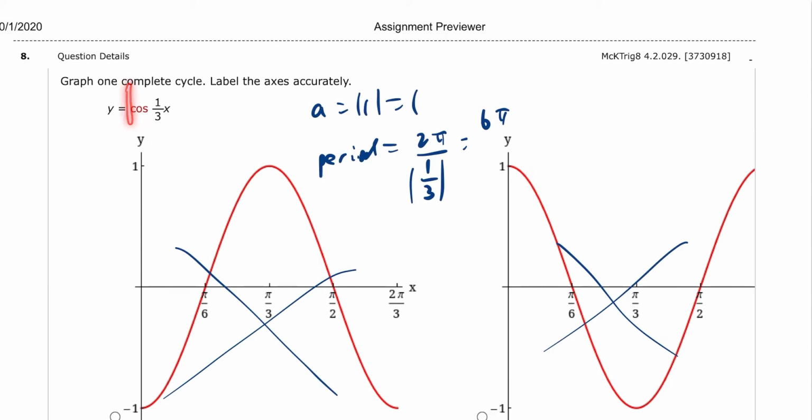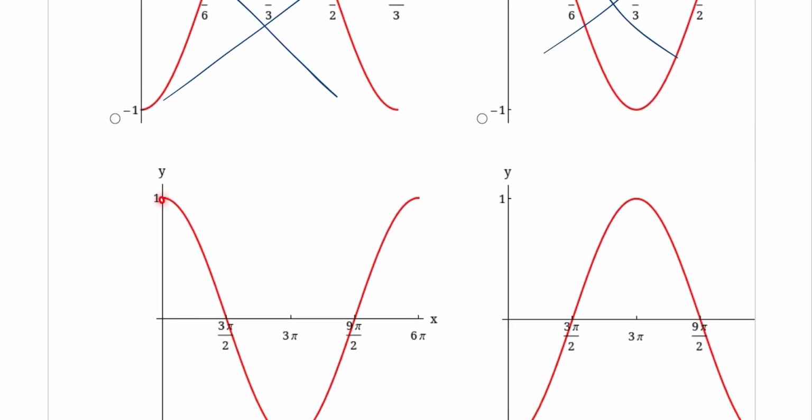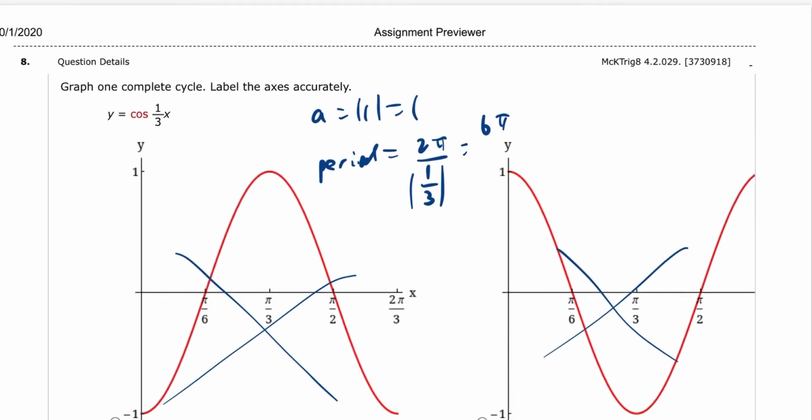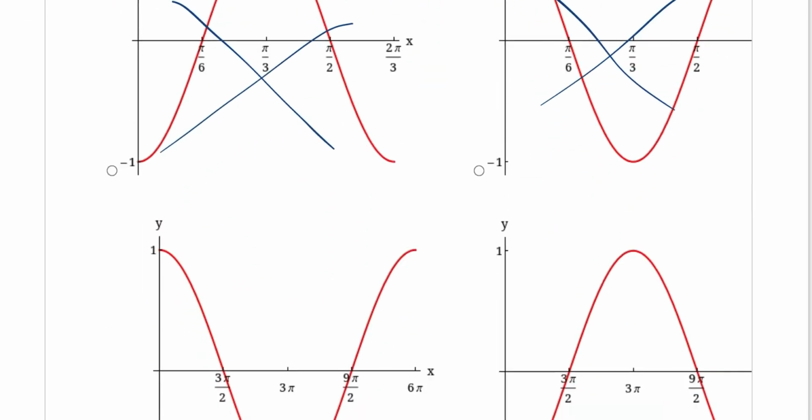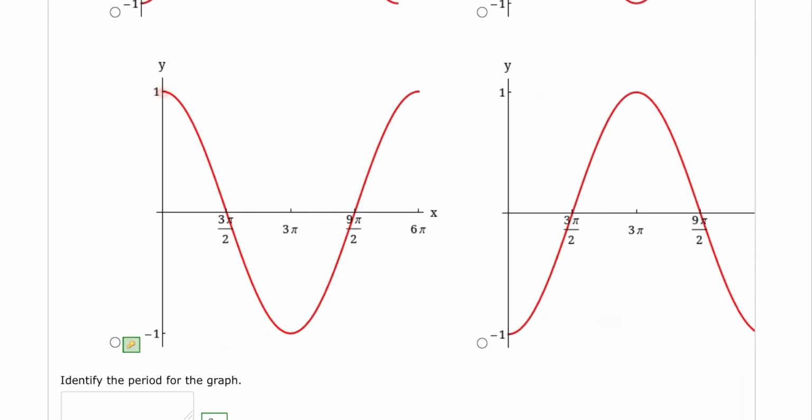And because the amplitude is 1, cosine starts at the top because the coefficient is +1. If it would have been -1, it would have started down below. But since the coefficient here is +1, that means you start up at +1. And there's our period, 6 pi.